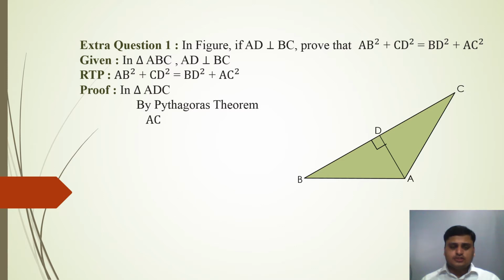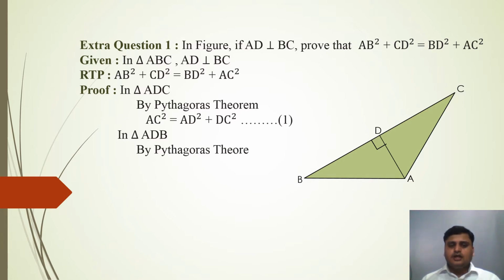What does Pythagoras state? AC square will be equal to AD square plus DC square. Assume this one as equation number 1. Now we will take triangle ADB, and in that triangle also we will use the Pythagoras theorem. After using it, we will get AB square is equal to AD square plus BD square. Assume this one as equation number 2.